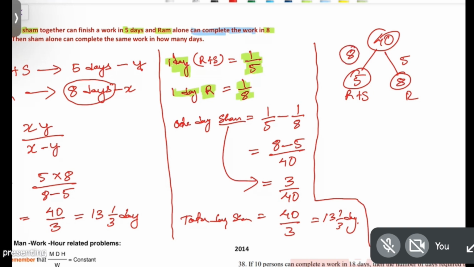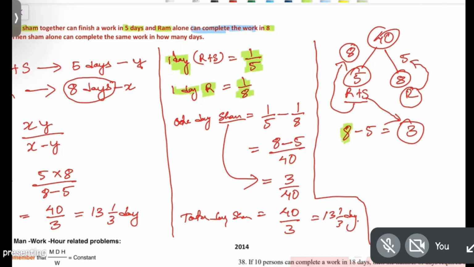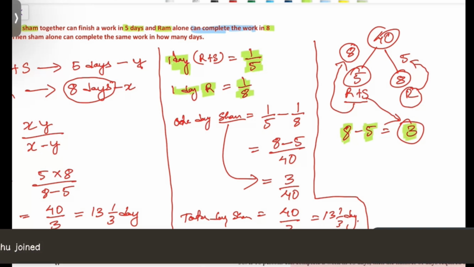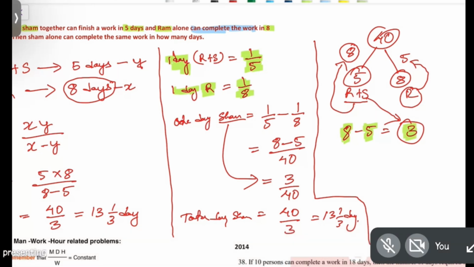In one day, if both of them can do this much work, and this person alone in one day can finish this work, which simply means Ram and Sham together can finish 8, and Ram alone can finish 5, which means Sham can do only 3 pieces of work in a day. Why? Because together they can finish 8 pieces of work, and Ram alone can finish 5 pieces of work, which means the remaining 3 is the work done by Sham in one day. So we have a total of 40 pieces of work to be done, and Sham can do only 3 pieces of work in a day, which means he can finish in 13 1 by 3 days.